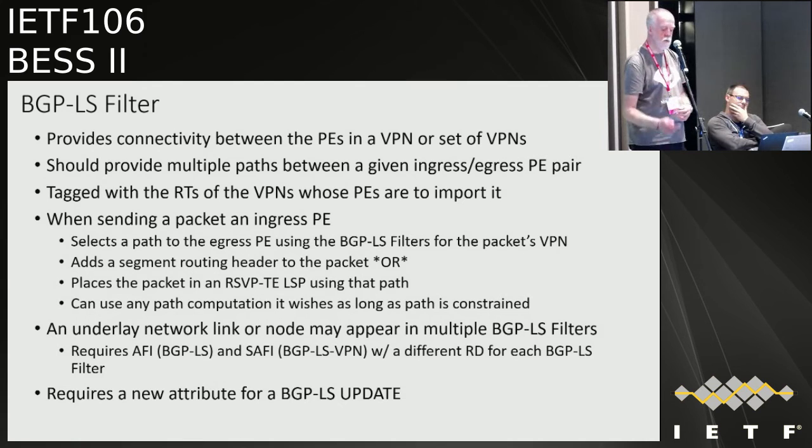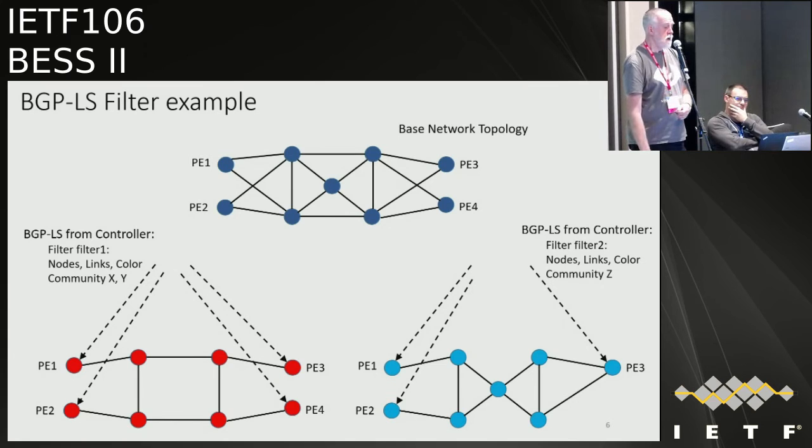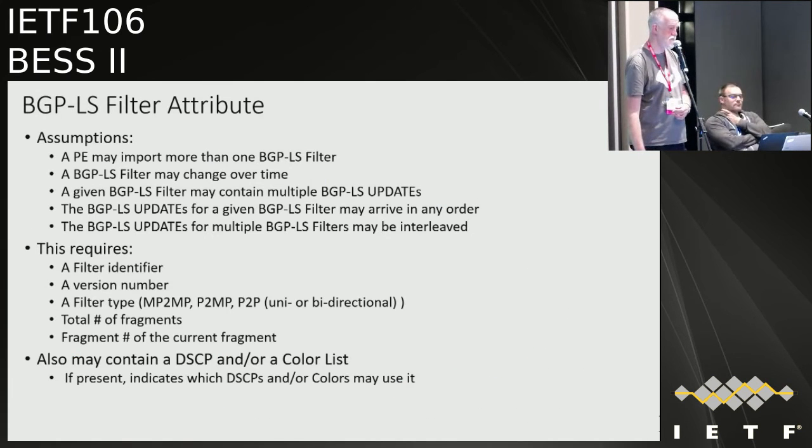So we need a new BGP-LS attribute. Here's just a pictorial thing. Base topology, you might split it into different filters according to what connectivity you want and what the core network is able to produce and deliver for you. I think you see this picture in virtual networking and all sorts of different ways of slicing core resources. Shouldn't be a new idea.